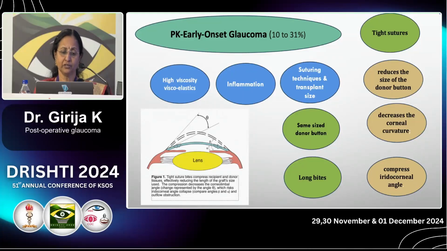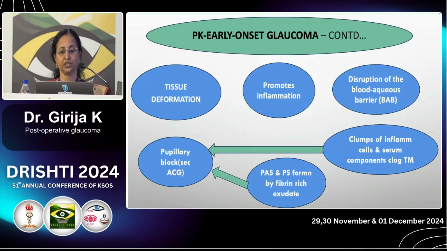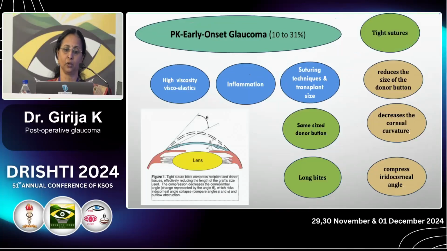Postoperative glaucoma in PK can be either early onset or late onset. In early onset, the high-viscosity viscoelastics used to protect the corneal endothelium can lead to early onset glaucoma if they are not properly washed out. PK itself can cause tissue deformation, promote inflammation, and disrupt the blood-aqueous barrier, and there may be clumps of inflammatory cells and serum components which can clog the trabecular meshwork. Fibrin-rich exudates in the anterior chamber can result in synechiae formation, both peripheral and posterior synechiae, thus resulting in a pupillary block.